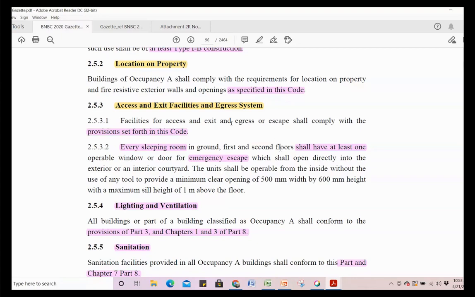So about access and exit facilities and egress system. This is a general statement as well, that all access, exit and egress or escape shall comply with the provisions set forth in this code. Basically, it will refer to part 4. And there is a separate chapter for dealing with these issues. So we'll see for other occupancies as well that it will refer again and again to that particular chapter of part 4.